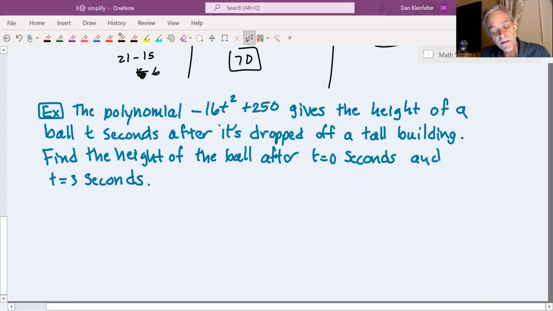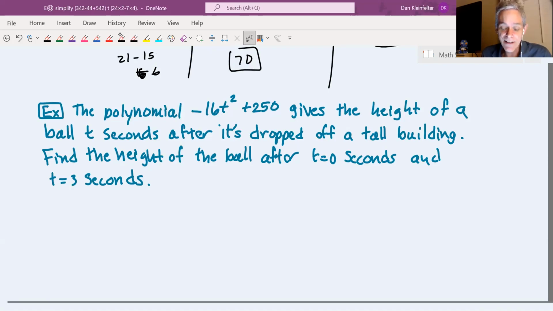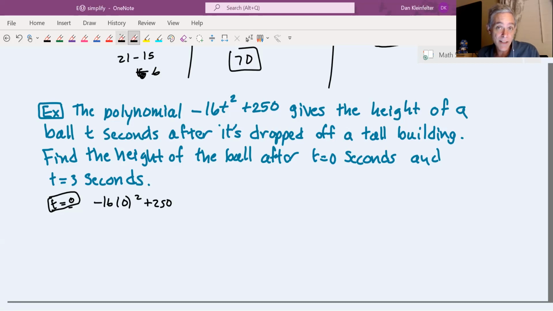Okay, last thing, this looks kind of like a word problem, but it's not too bad at all. The polynomial negative 16t squared plus 250 gives the height of a ball t seconds after it's dropped off of a tall building. Find the height of the ball after t equals 0 seconds and after 3 seconds. Well, after 0 seconds, that implies right when it's thrown, maybe. So when t is 0, we have negative 16 times 0 squared plus 250. That's negative 16 times 0, or 0. And that is just 250. Okay, so that would be the initial height of the ball.